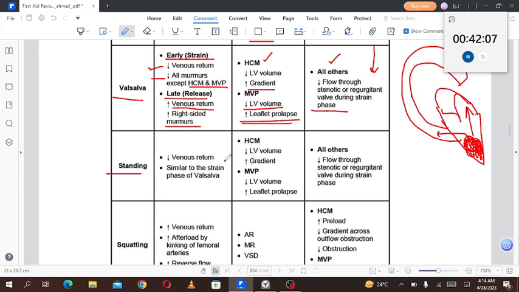When you are standing, there is a decrease in venous return, similar to the strain phase of Valsalva, because when you are standing, the blood starts pooling into the lower limbs.